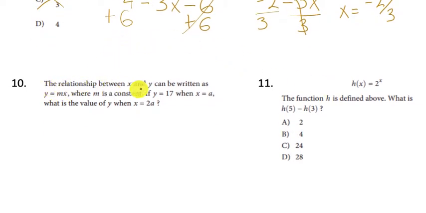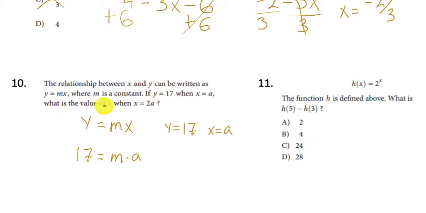The relationship between x and y can be written as y equals m times x, where m is a constant. If y equals 17 when x equals a, what is the value of y when x equals 2a? So we're starting off with the equation y equals m times x. They tell us that y equals 17 and x equals a. If we plug that in, we'll get 17 equals m times a.